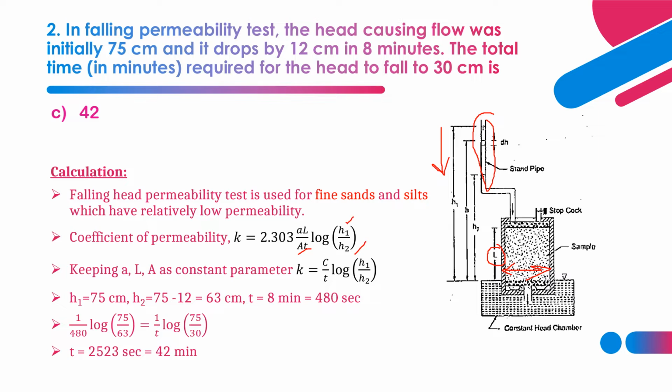So here we have to apply the relevant data to get the answer. Here we can see A, the length of the sample, the area of the standpipe, and the area of the soil sample. These parameters will remain constant for both head falls, H1 to H2 and H2 to H3. That is why we consider all these parameters as a constant C, divided by T log of H1 by H2.